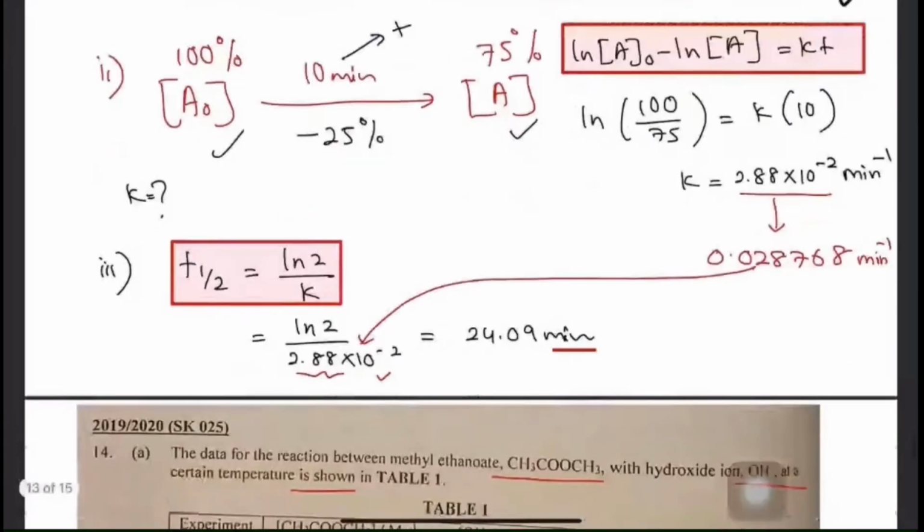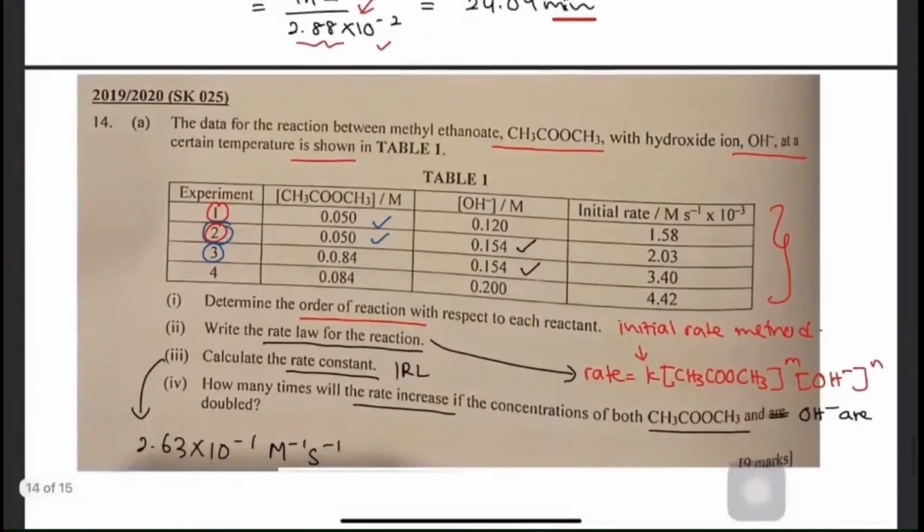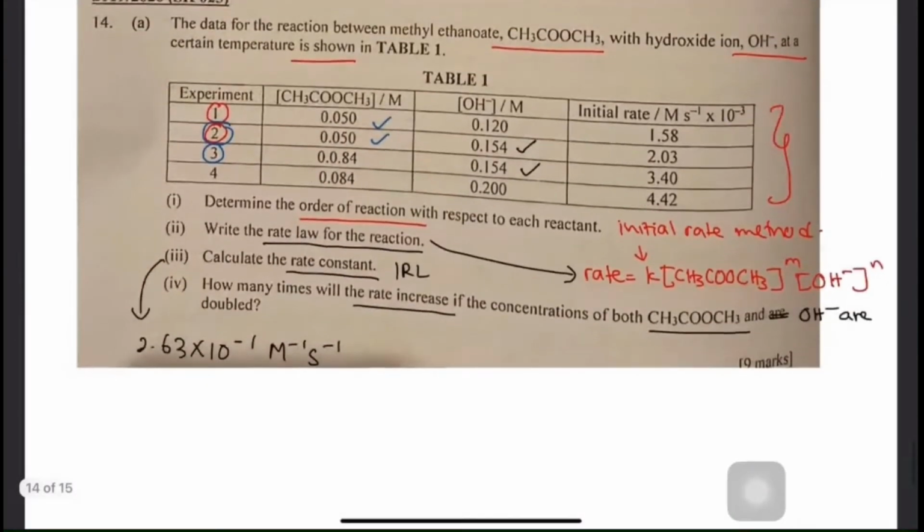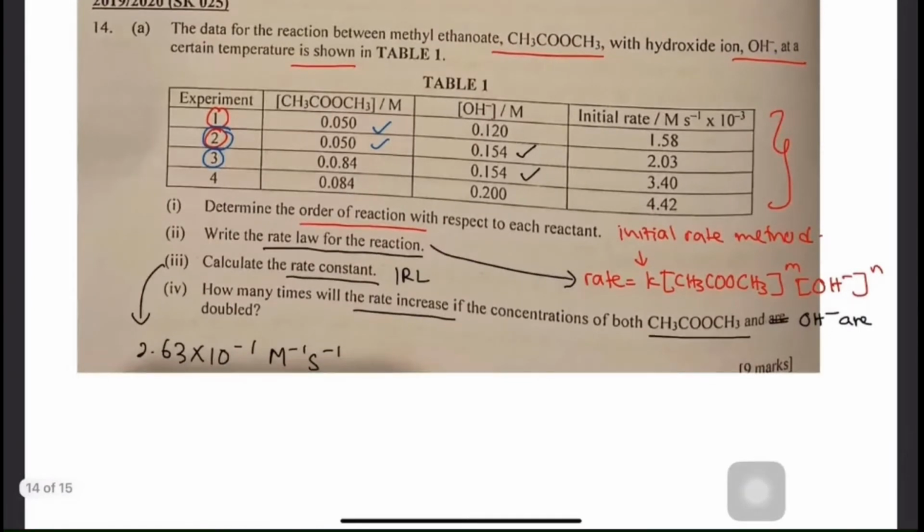Okay. Now let's look at another question. Question 14. This is on initial rate method. As you can see, there is data given already to you. So now, data for reaction of methyl ethanoate and hydroxide ion at a certain temperature is shown in the table. So determine the order of reaction with respect to each reactant. So you have to use the initial rate method.